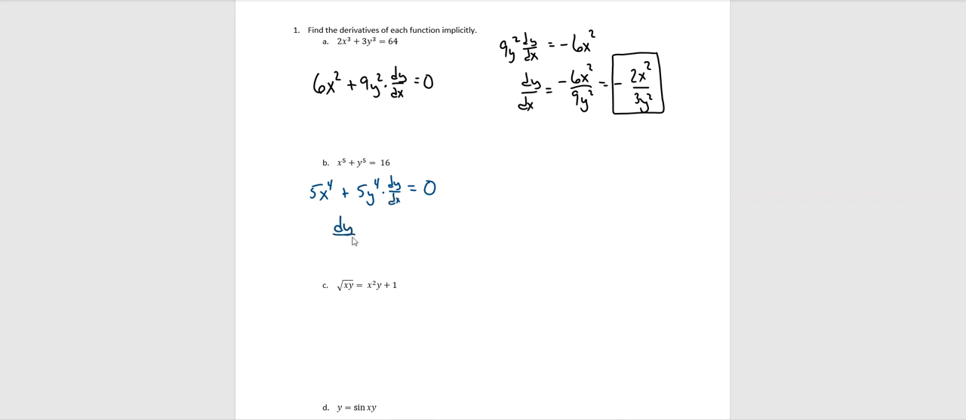Solving for dy dx, we'll subtract our 5x to the 4th and then divide by 5y to the 4th, and we'll call this a negative x to the 4th over y to the 4th. 5s cancel each other out.